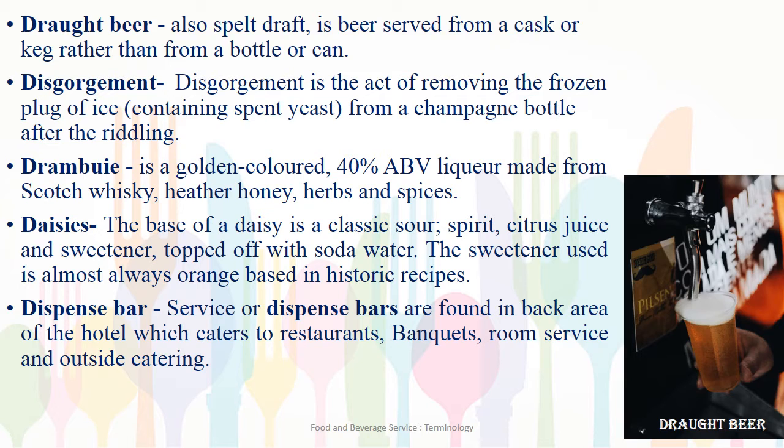Daisies. The base of a daisy is a classic sour with spirit, citrus juice and sweetener, which is often topped with soda water. The sweetener used is mostly orange-based sweetener. Dispense bar. Dispense bar is also known as a service bar, and service bar or a dispense bar are found in the back area of the hotel, which cater to restaurants, banquets, room service and outside catering.